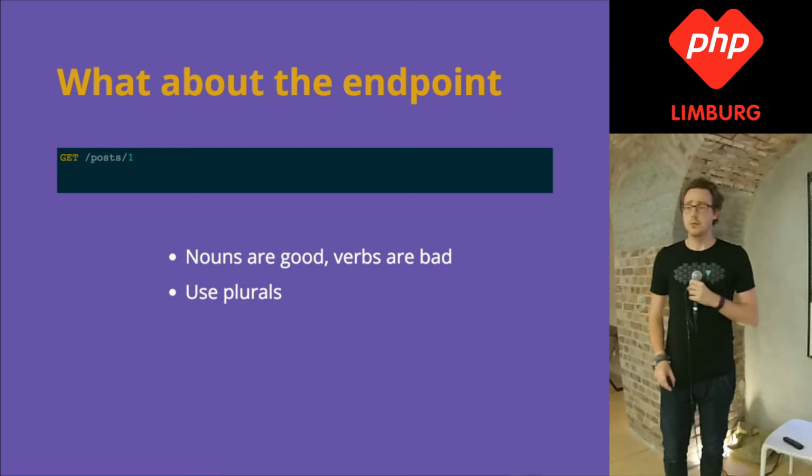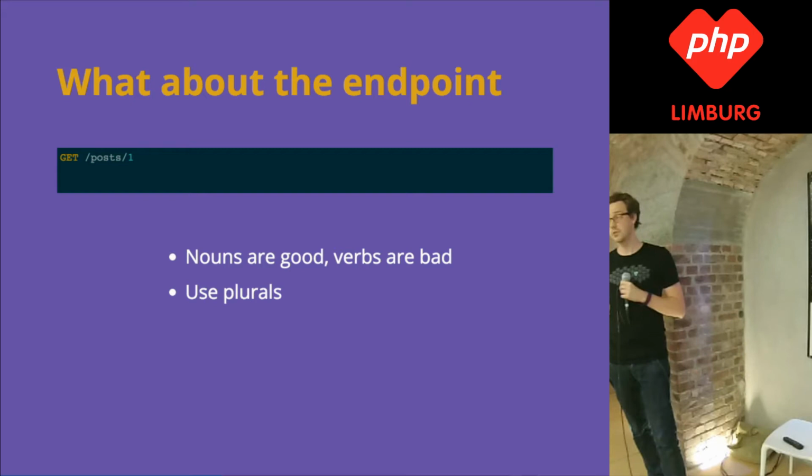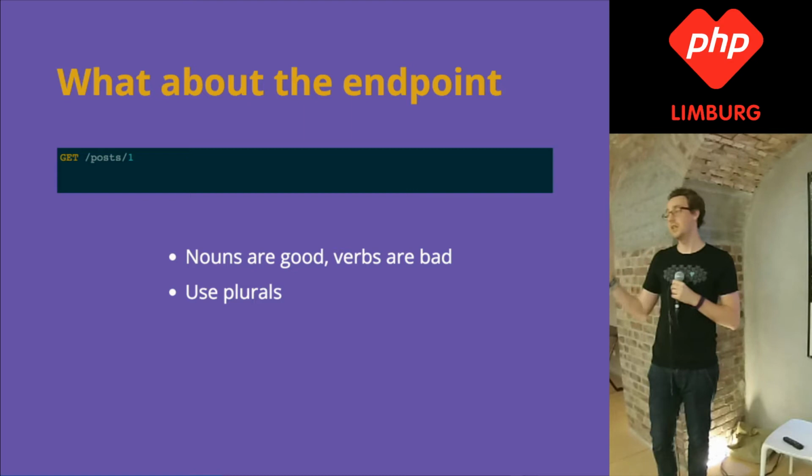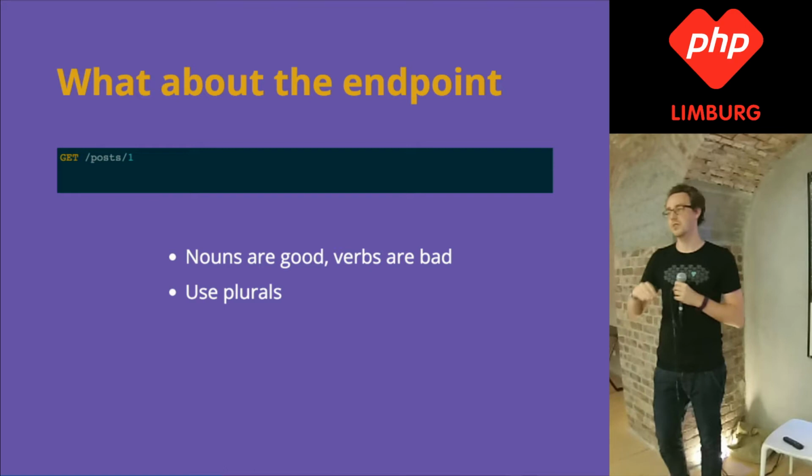What do we want from our endpoints? We want nouns are good, verbs are bad. So posts, not get posts. We want to always have nouns, and always use plurals. So posts, why would we always use plurals instead of person and people? We're just going to make it concise and always use plurals. So posts and people and data and stuff. Consistency.